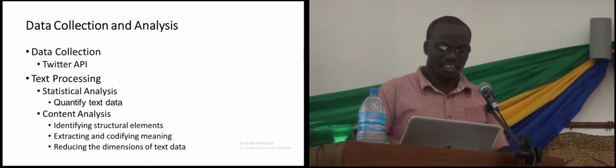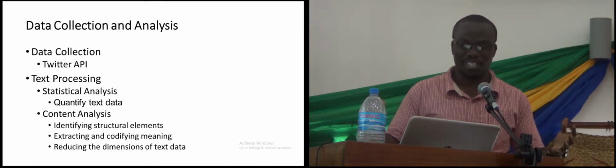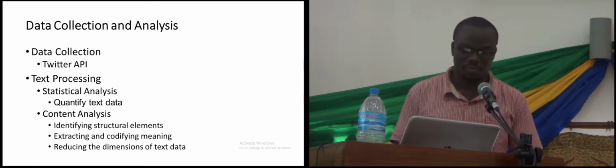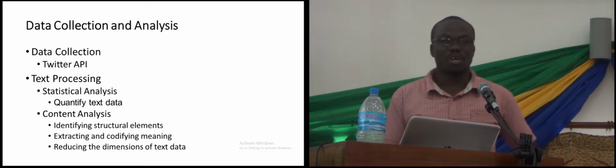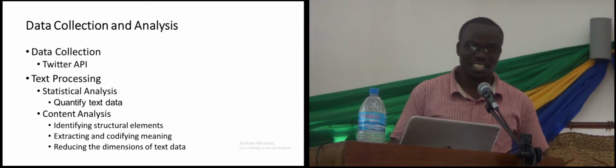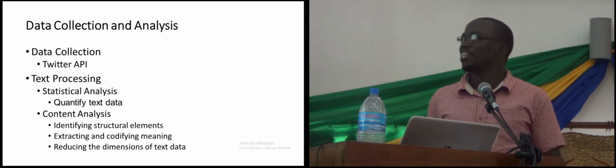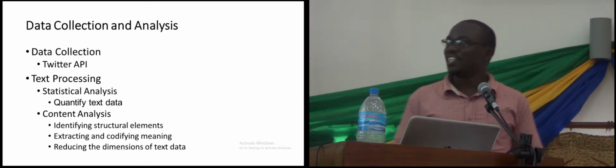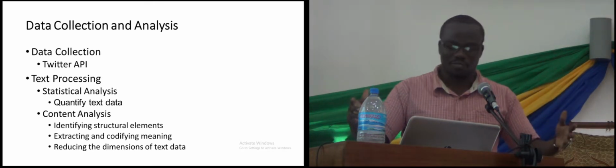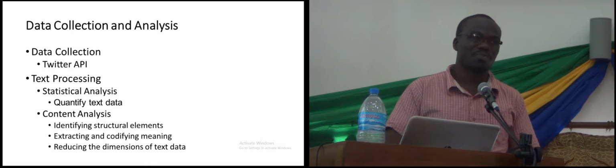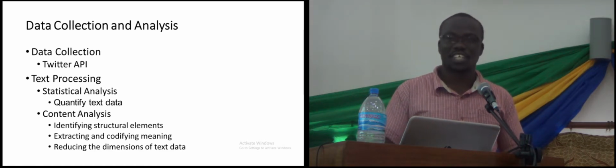Okay, so the kind of things that you can do with this data, you're basically going to do text processing. So 2 things: statistical analysis, where you can quantify data and summarize it, and then content analysis. That's where you identify structural elements of the data, and then you extract and codify some meaning, and also reduce the dimensions of the text data, because it comes with a lot of noise, so it's not very easy to get features from this data.